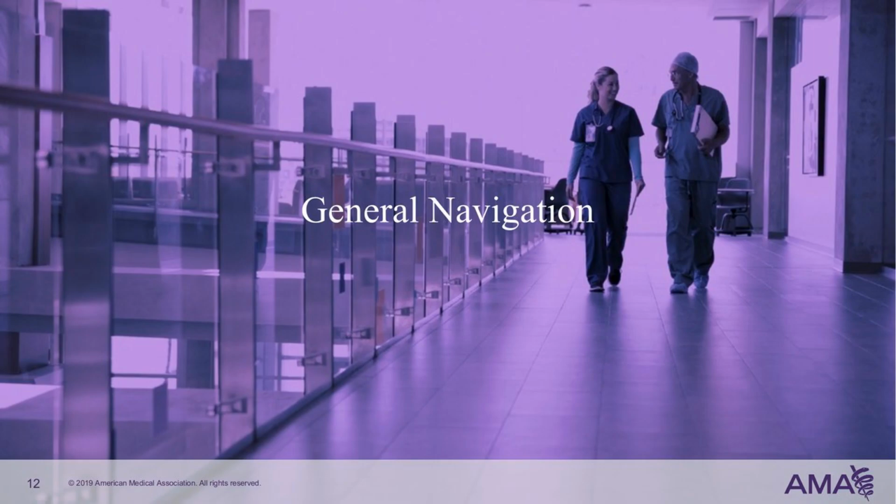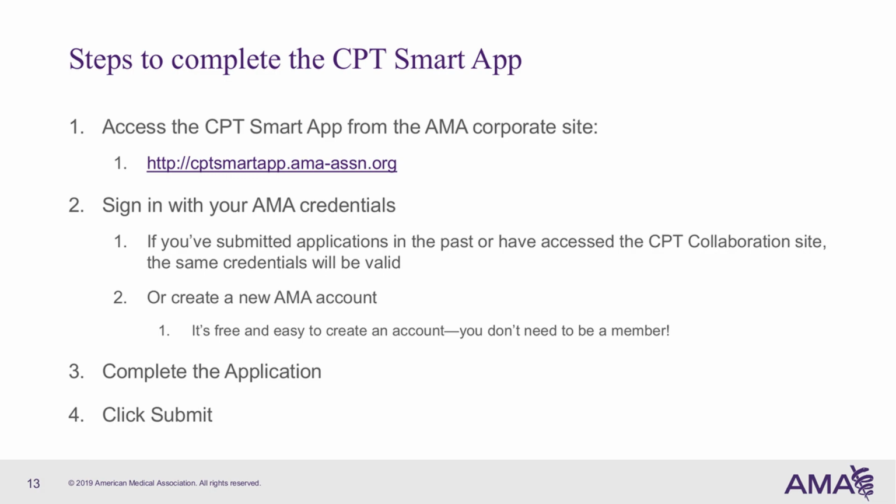So here are some of the highlights. We're going to jump in. One of the key questions is always the navigation and how do I get to it. So on the screen now, you're going to see the URL for this. This is also available on the AMA corporate site. So if you go to ama-assn.org, there are a couple spots in the top navigation where it says CPT. You can navigate there, navigate to the code change applications, and there's a big button on that page, CPT Smart App, start your application. You can click it there.